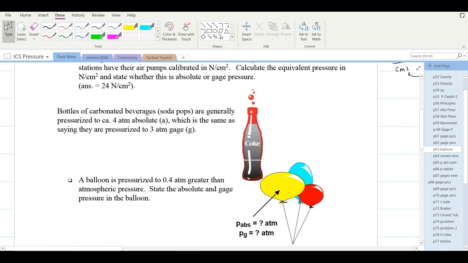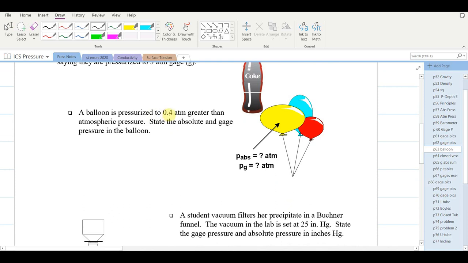Bottles of carbonated beverages, soda pops, are generally pressurized to 4 atmospheres absolute, which is the same as saying they're pressurized to 3 atmospheres gauge. A balloon is pressurized to 0.4 atmospheres greater than atmospheric pressure. State the absolute and the gauge pressure in the balloon. So it's 0.4 atmospheres greater than atmospheric.